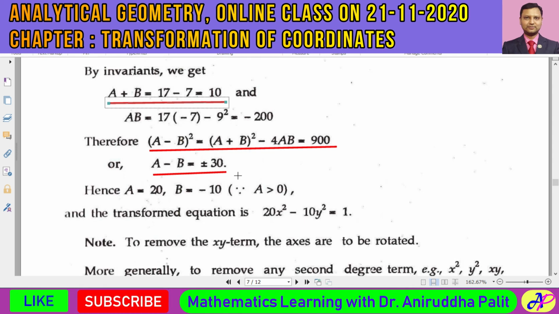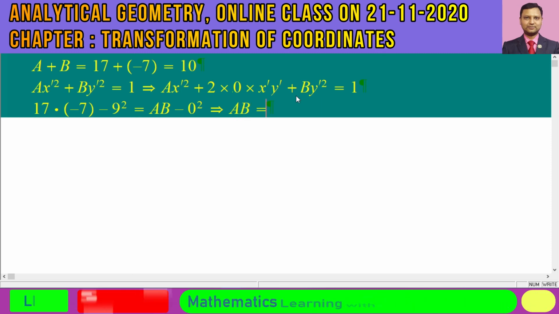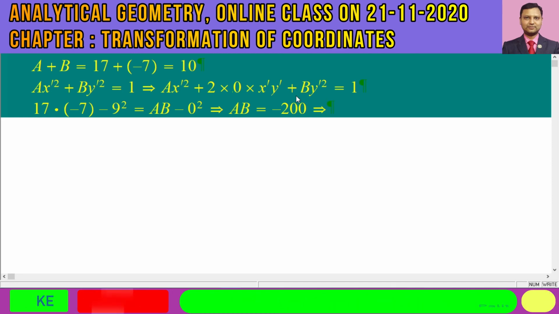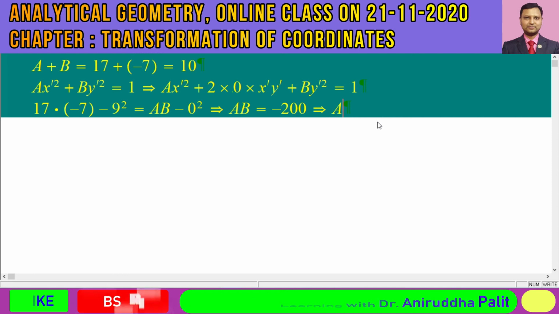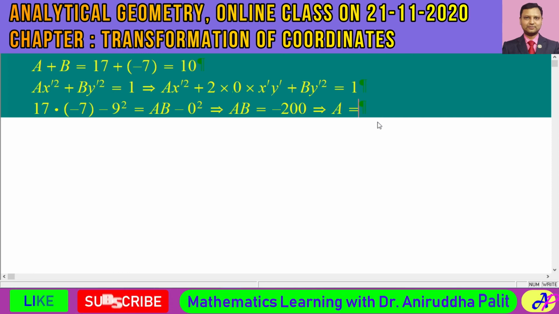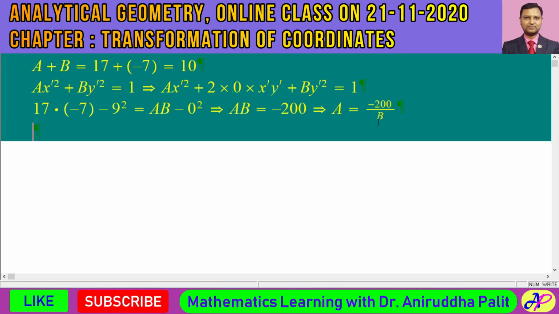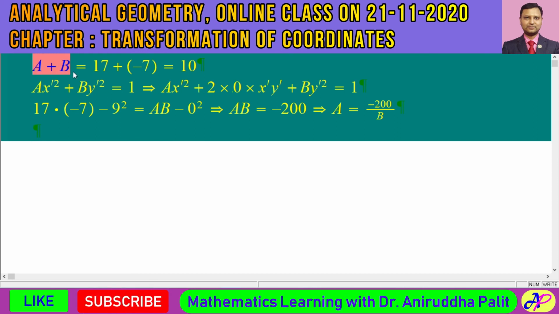I am trying to show you this result. That means over here we finally have this kind of result, that ab is equal to basically minus 200. So I'm not going through that exact computation that has been shown in this book. I'm trying to show you in my way. We can write a is equal to minus 200 divided by b. Okay. And then we can put the result over here.